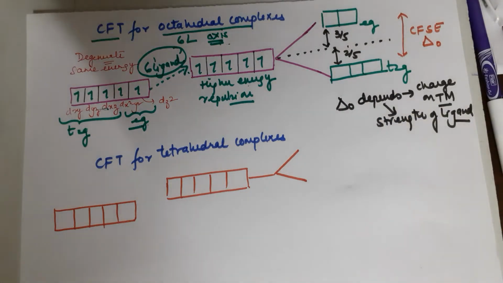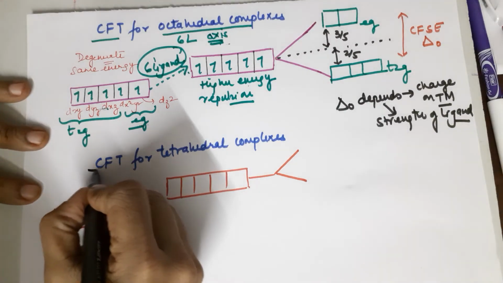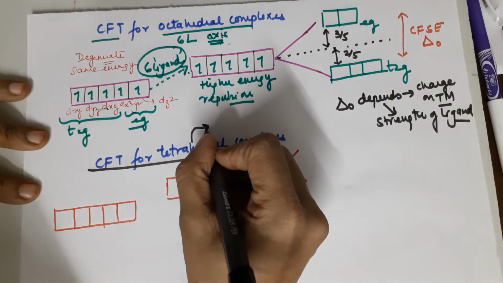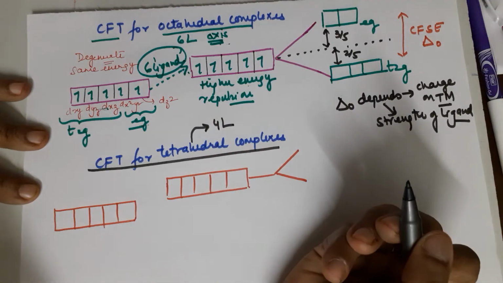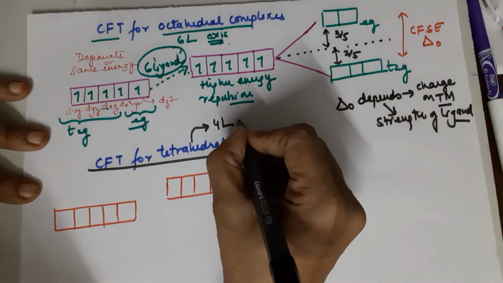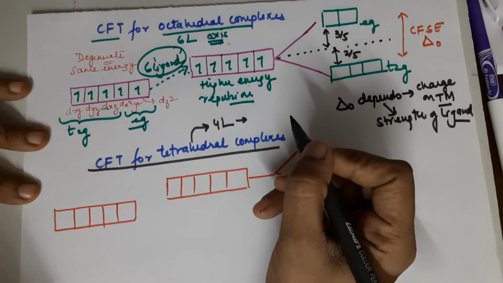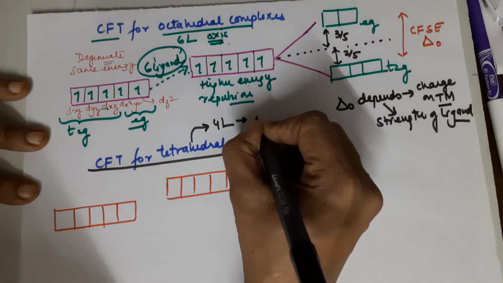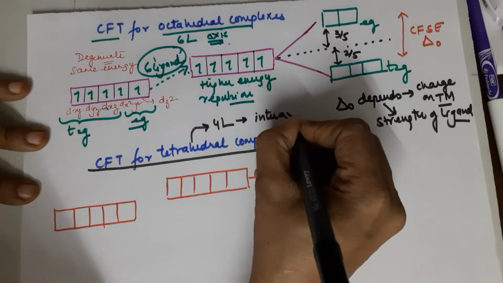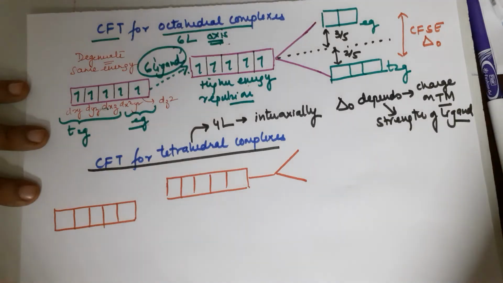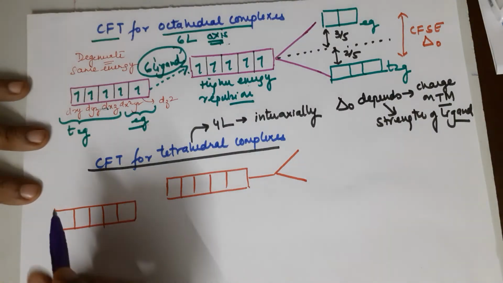Moving on to the CFT for tetrahedral complexes. Now you should know that when I am talking about tetrahedral complexes, there would be only 4 ligands, and they would be approaching at an angle of 109.5 degrees. So they are not approaching on the axis, they are approaching interaxially.